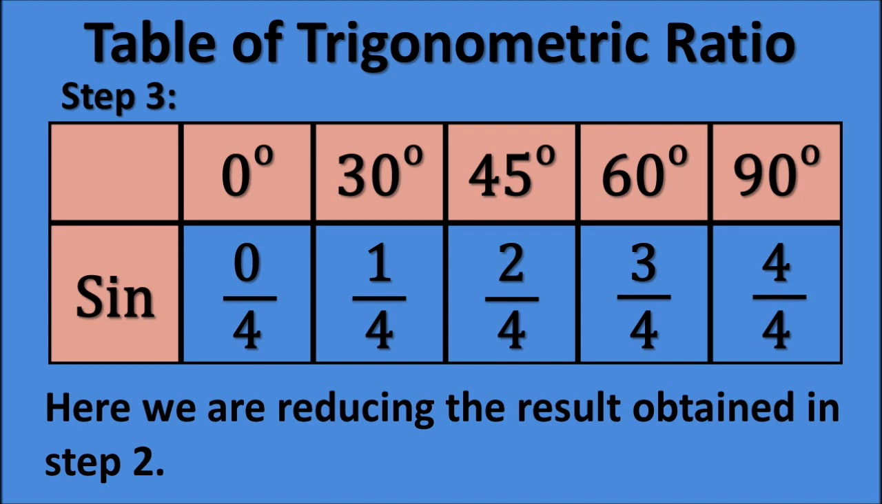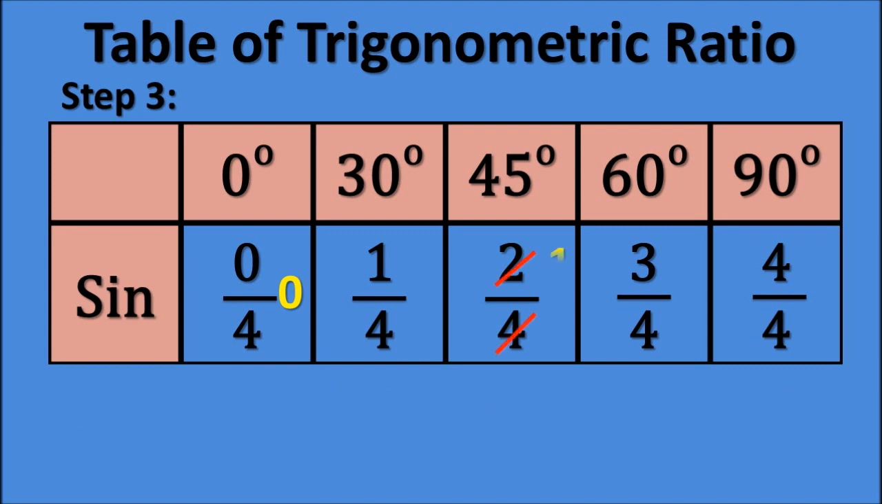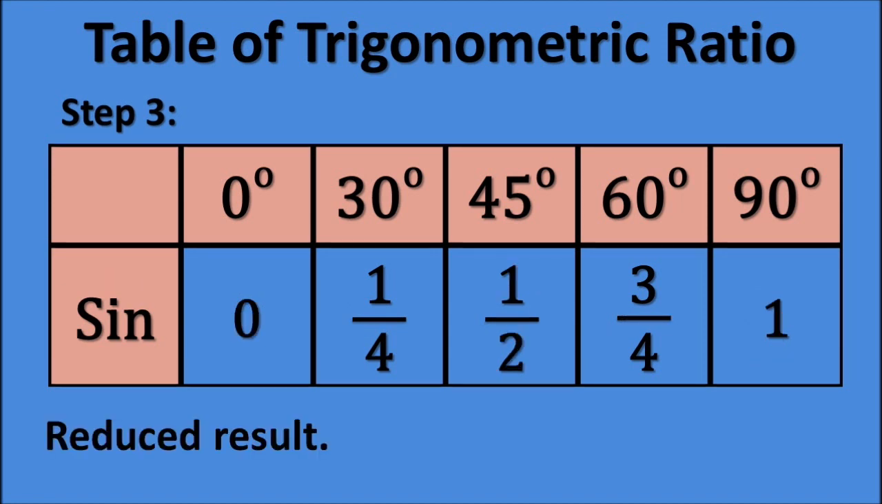We already know that when we divide 0 by any other number, we will get 0. So 0 degree will have 0. 30 degree will be the same. That is 1 by 4. 45 degree will become 1 by 2. 60 degree will remain the same. That is 3 by 4. And 90 degree will be 1 since we get 1 when we divide 4 by 4.